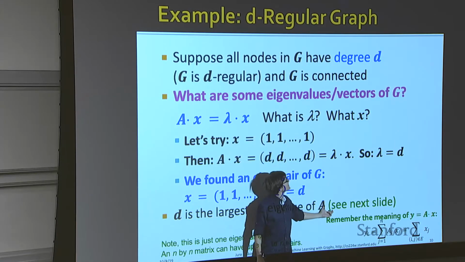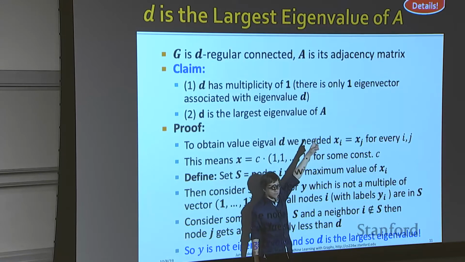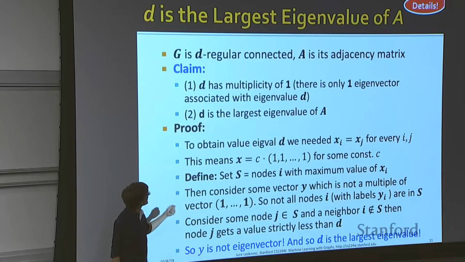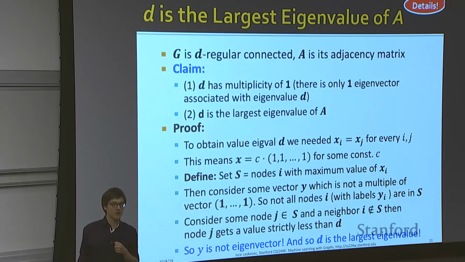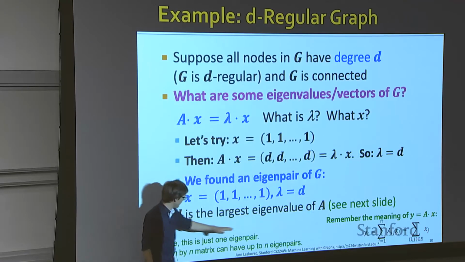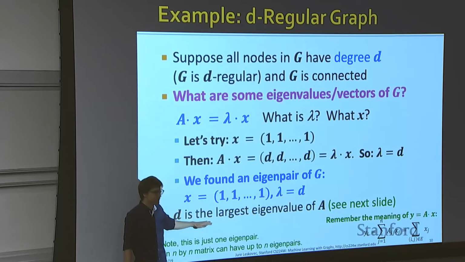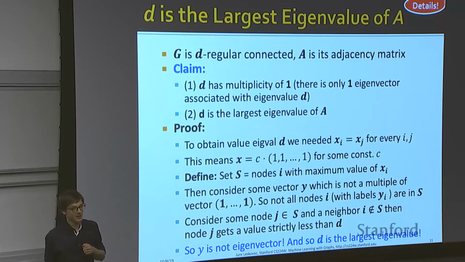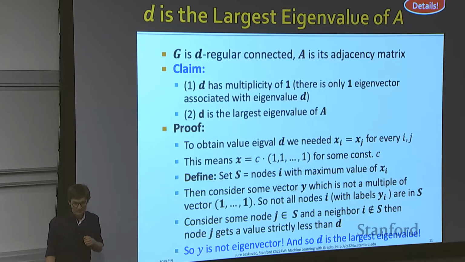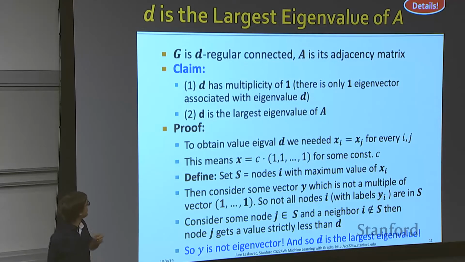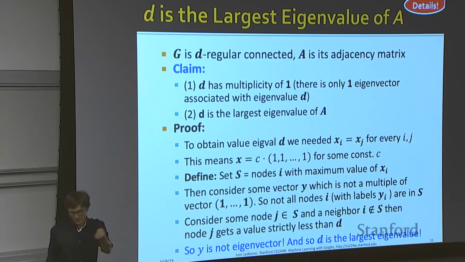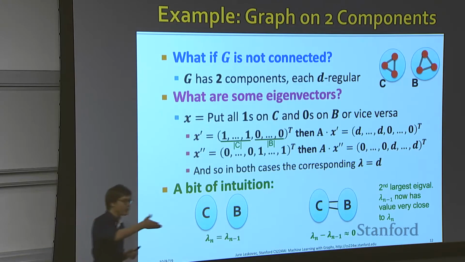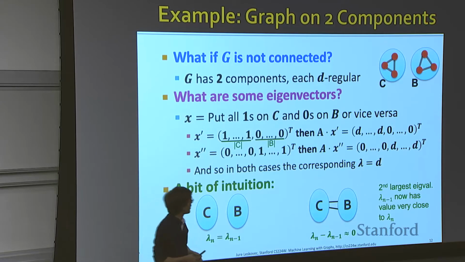So what I will do in this lecture is I have a lot of slides that have details up there, and I won't go over them, but essentially they give you proofs for some of the claims I will make. For example, if you don't believe me that this is the largest eigenvalue, then you can find the answer here. But I won't go over these proofs in the lecture. So you should believe me that d is the largest eigenvalue of this adjacency matrix A of a d-regular graph. So now the question is, what if my graph is not connected?